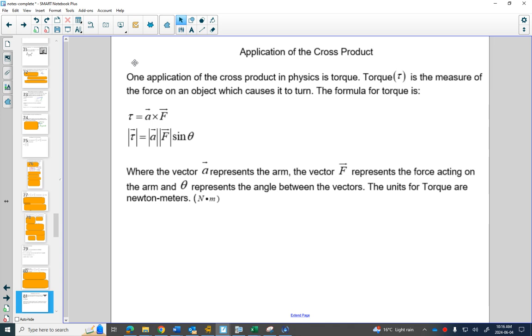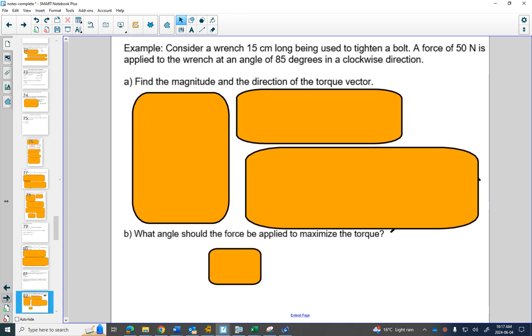And this formula you would have had in physics without knowing that it was just the cross product that was being applied. So the vector A is the arm, the vector F is the force acting on the arm, and the units for torque are Newton meters because your force is in newtons, and whatever arm you're using is measured in meters. So here is a question.